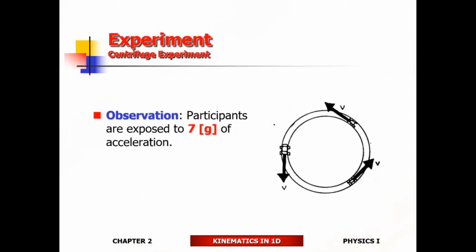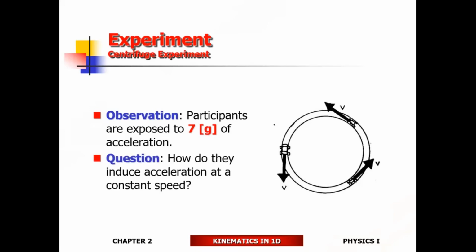This guy was probably moving at 60 miles per hour at a constant speed inside a centrifuge while experiencing 7 Gs of acceleration. And all of a sudden you go, wait a minute, this is weird. How is that possible? Based upon what we saw so far, acceleration is speeding up or slowing down, but this guy is not speeding up or slowing down. The only thing you notice is he's just changing direction, right? So could it be that the change in direction could also be interpreted as acceleration?